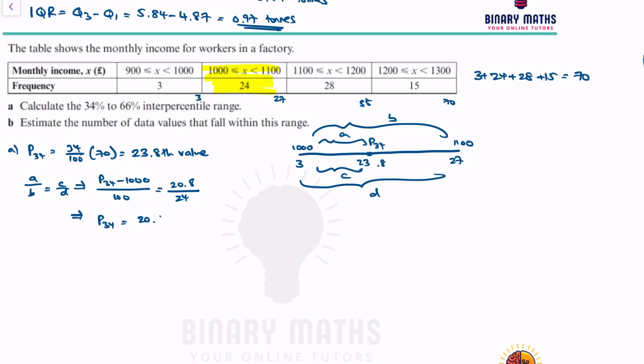Which means P34 is equal to 20.8 over 24 times 100 plus 1,000, which gives me a value of 1,086.6 recurring, which is equal to 1,086.67. So that's P34. Now I need to work out P66.